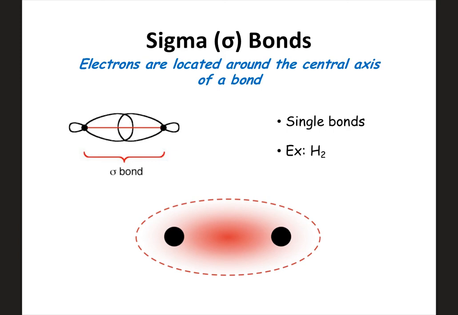Real quick, I just want to mention sigma and pi bonds here. Sigma bonds are when the electrons are located around the center axis of the bond. If you look at this picture, if these are your two elements sharing electrons, in a sigma bond the electrons would be right there in between the two atoms. A sigma bond is when the electrons are literally being shared right between the two atoms. So all single bonds are sigma bonds.